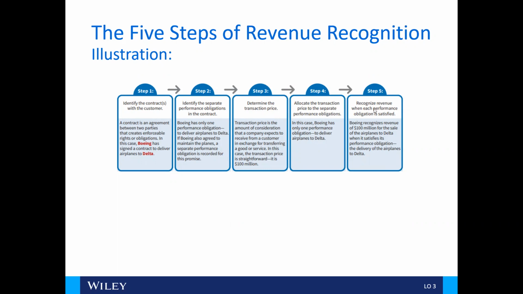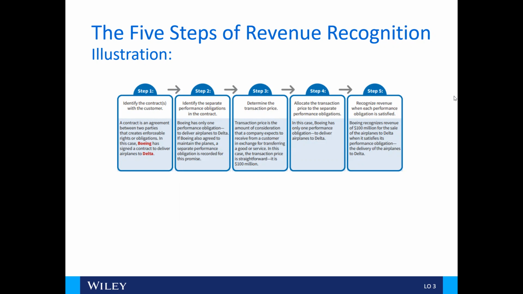Now, step 5 says we can finally record the revenue when each performance obligation is satisfied. So when Boeing delivers that plane, all done. We can record the 100 million as revenue. For the coffee shop, when I walk in there and I get my muffin, I'm not done because I still ordered some coffee. So the performance obligation is not satisfied until I get both items. So once it's satisfied by either delivering the goods or providing the service, then the revenue can be recorded.